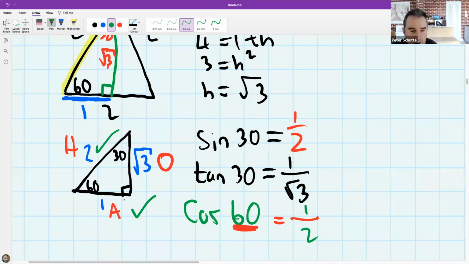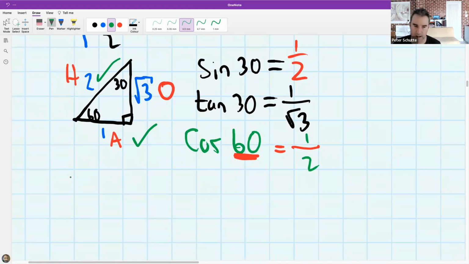Okay. Now, did you notice, Annie, how the position of the O and A switched around? Why did the O and A switch positions? Because the 60 and the 30 are opposite each other. So with the 30, the 1 would be the opposite, and with the 60, the square root 3 would be the opposite. So the position of the angle changed. And when the position of the angle you're using changed, the place of O and A also changed, which is great.